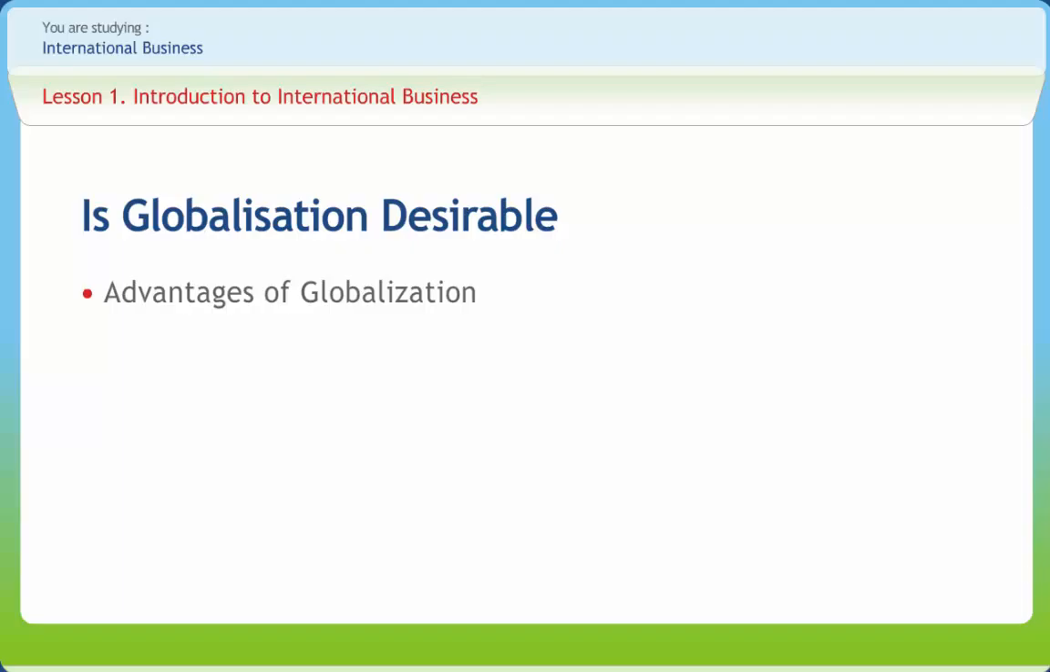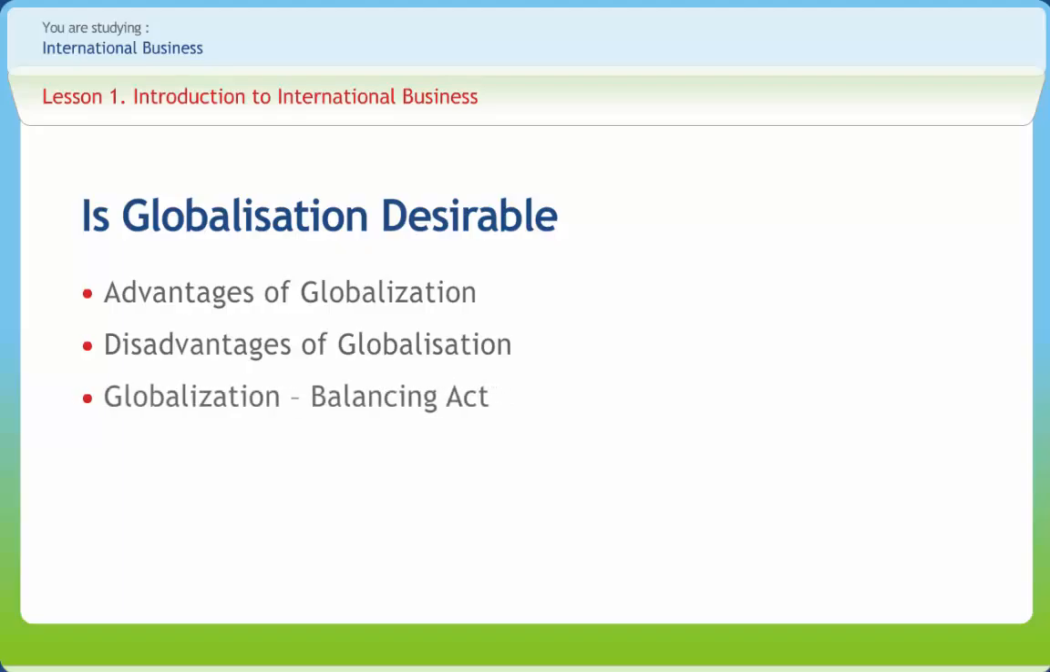But is globalization only beneficial? Major disadvantages of globalization are that it kills domestic business, exploits human resources, leads to unemployment and underemployment, decline in the demand for domestic products, widening gap between rich and poor, etc.